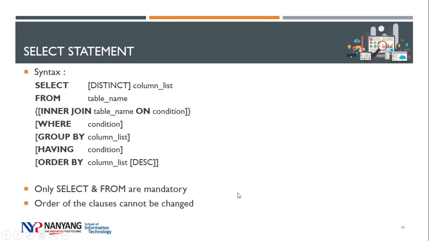If you notice, the select statement typically occurs at the top of your syntax, followed by from. So you need to select a distinct column list or distinct attribute, followed by from the table name. The order of the clauses cannot be changed, and you should take note of it.